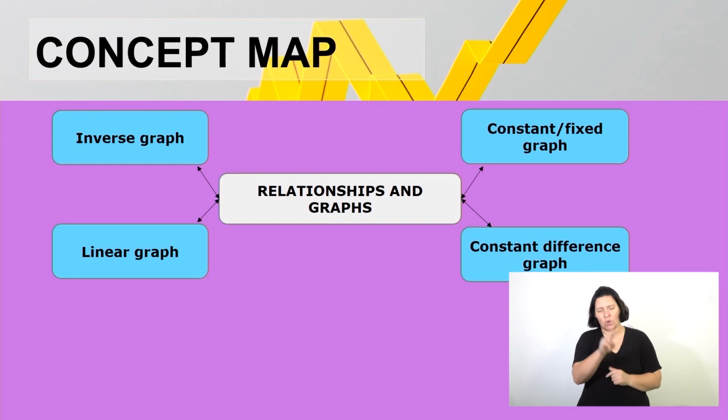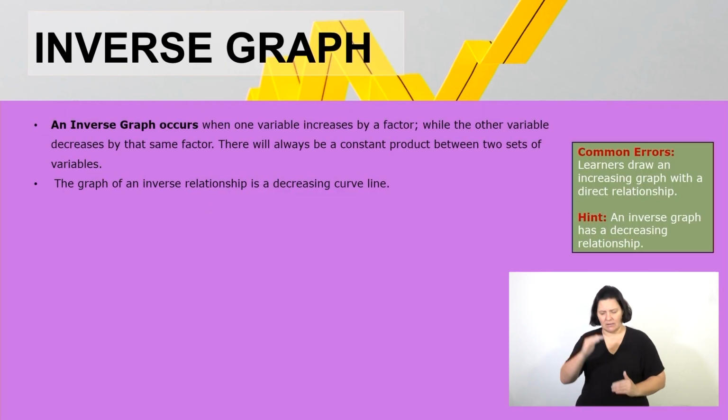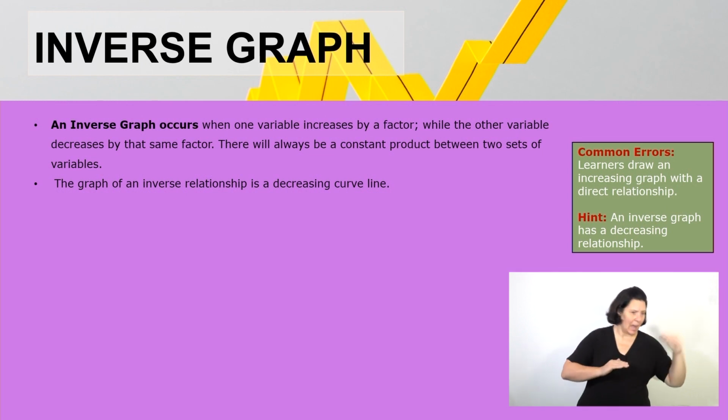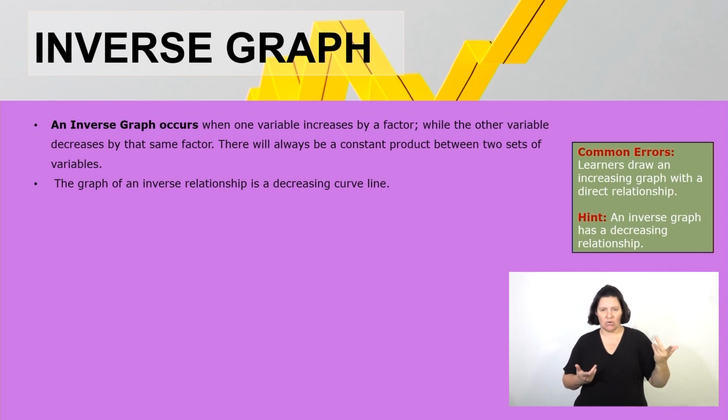Let's look at the last section in this topic, which is the inverse graph. An inverse graph occurs when one variable increases by a factor, while the other variable decreases by that same factor. There will always be a constant product between two sets of variables. The graph of an inverse relationship is a decreasing curve line.